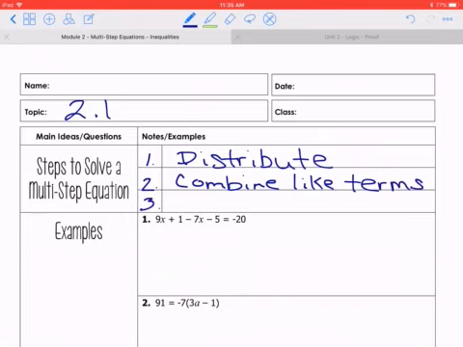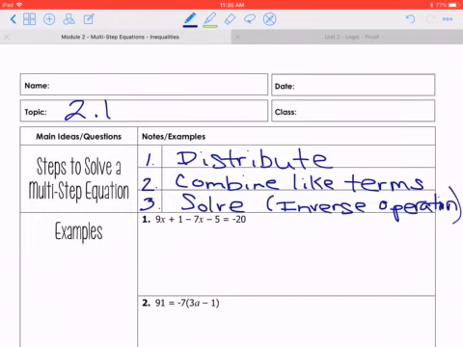And then step 3 would be to solve. And we solve using the same rules as our two-step equations, all right? Same rules. You're going to do your inverse operations where you undo. Inverse operations. So remember, addition and subtraction undo each other. Multiplication and division undo each other, okay?